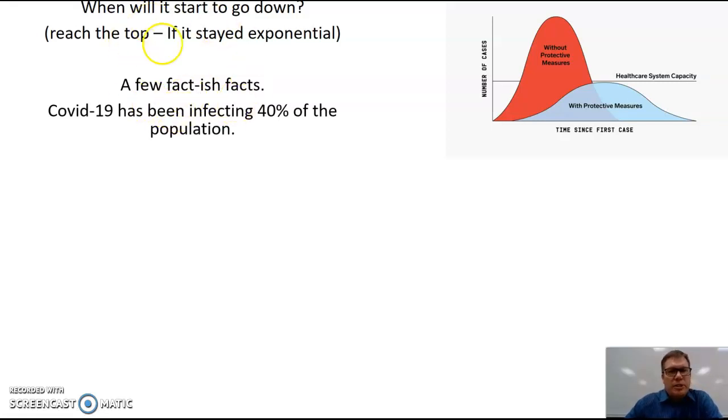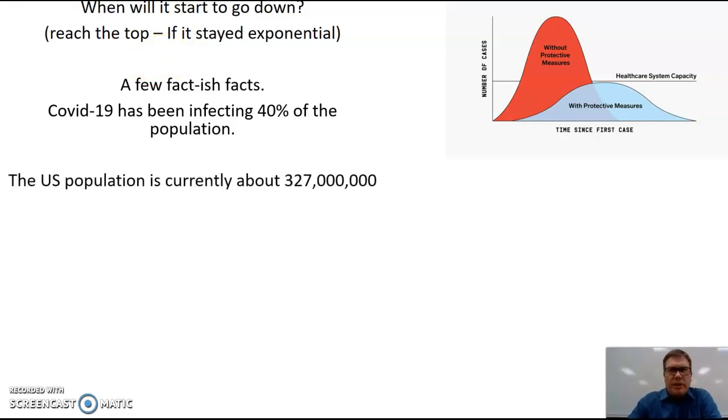But one of the numbers that's been thrown out is that about 40% of the population is going to get infected with the coronavirus. Now, I heard a lady from the CDC say eventually everybody will. But on average, it's been infecting 40%. So I don't even know which number to actually use there.